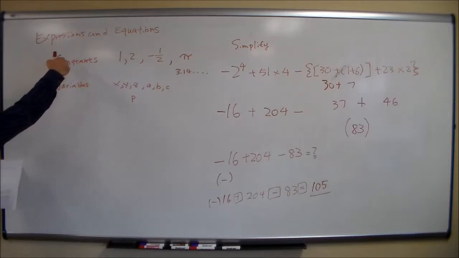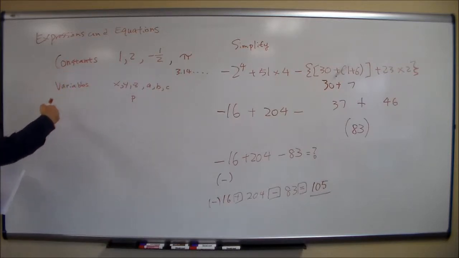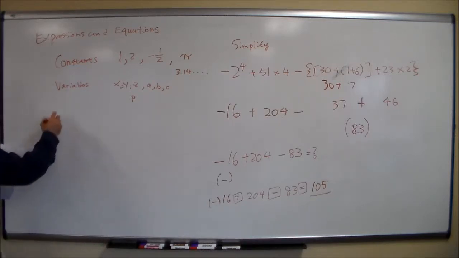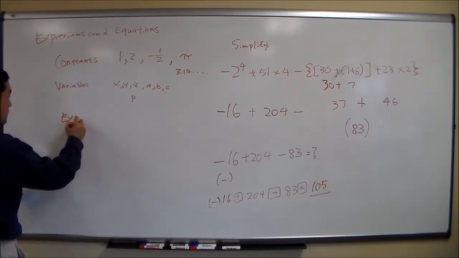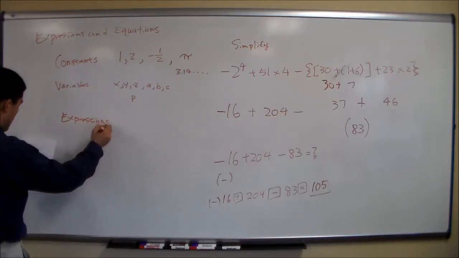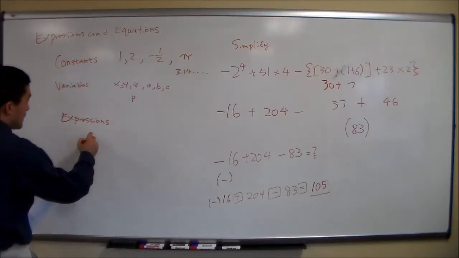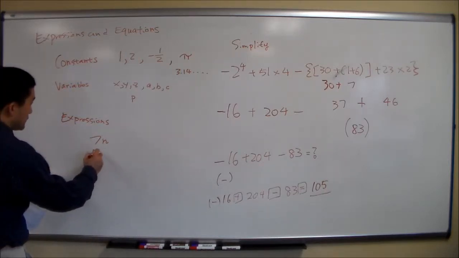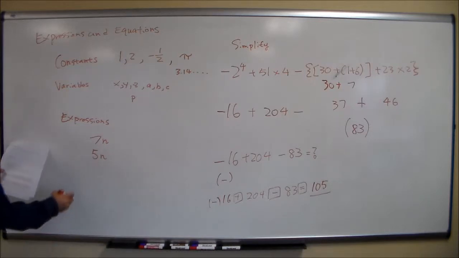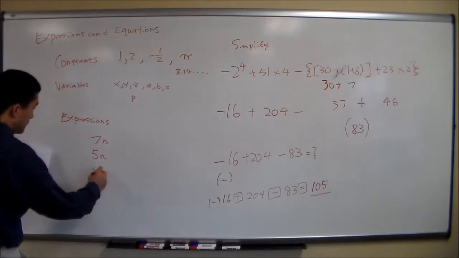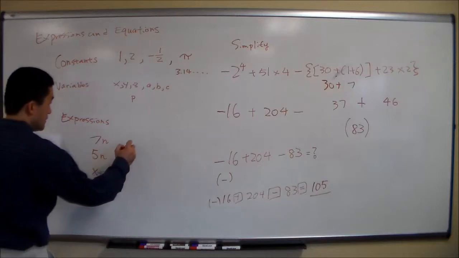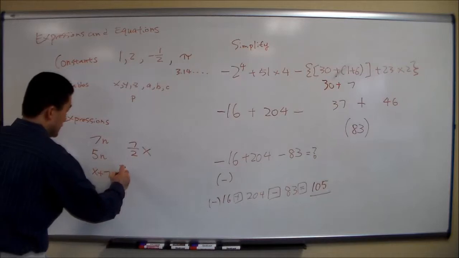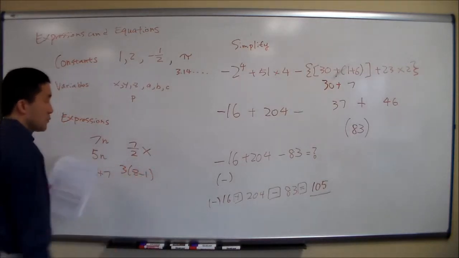So when you operate between the constants and or variables, meaning you multiply, add, subtract, or divide among them, you get what we call the expressions. So for example, if I multiply 7 and n, I get an expression. 5 times n, that's an expression. X plus 2, or x plus 7. 7 divided by 2, x. 3 times z minus 1. These are all expressions.